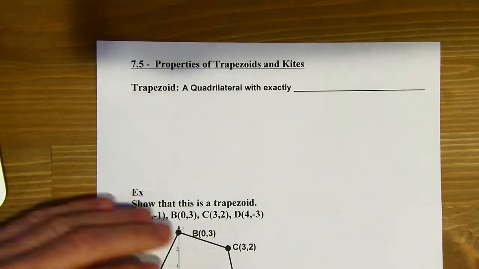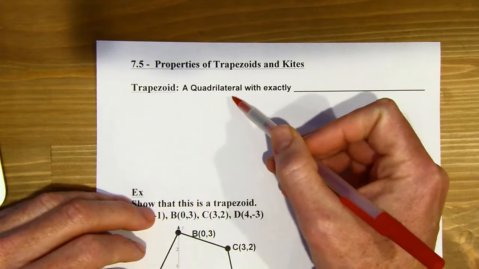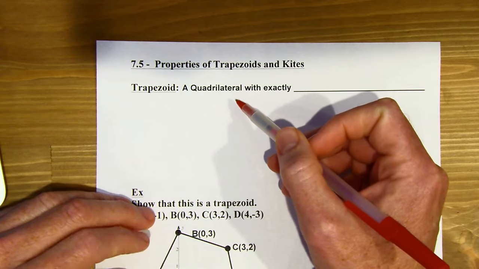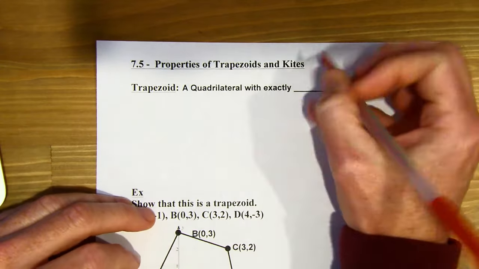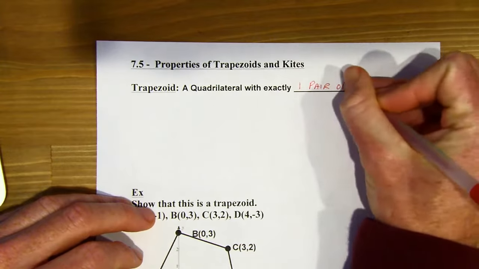Properties of trapezoids and kites. Trapezoid, what is it? It's a quadrilateral, so it has four sides with exactly what? Well, it has exactly one pair of parallel sides.